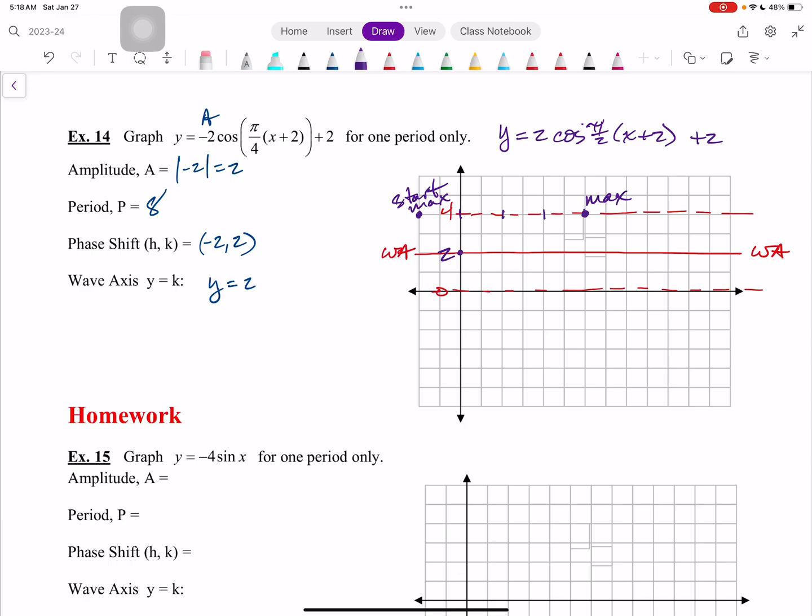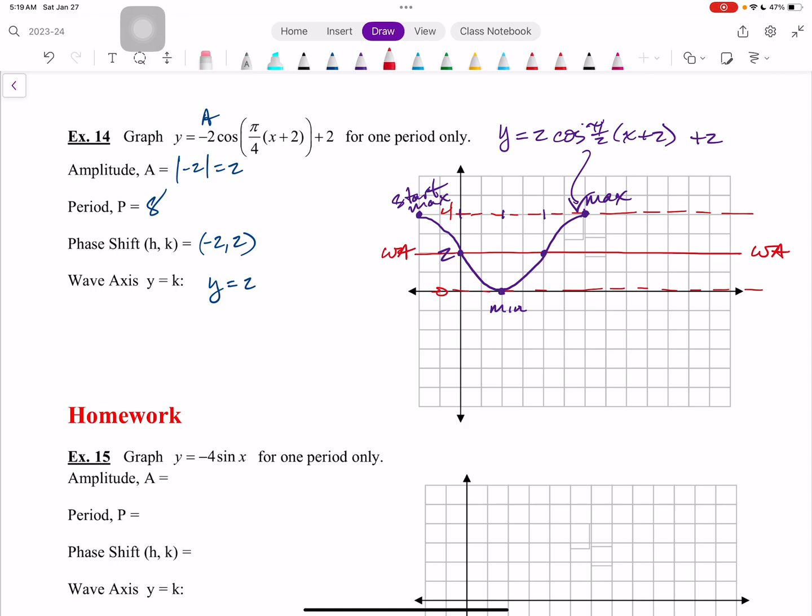Okay, so here we go. So you go 2 units to the right and down on the wave axis. Then go another 1/4 of the way, go down to a minimum, back to the wave axis, and then to a max. So here is the function with no reflection. That's this one right here. Then what you do is you reflect every point across the wave axis.